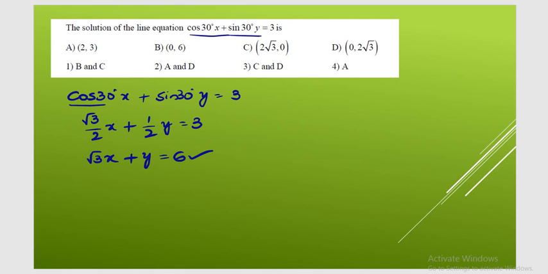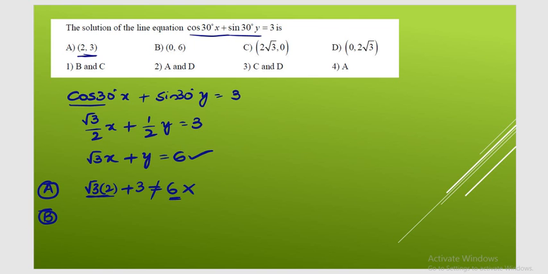There are 4 points given, A, B, C, D, right? So first we will go with point A. When I substitute point A, what is point A? 2 comma 3. When I substitute 2 comma 3, this becomes root 3 into 2 plus 3. So what am I going to get? 2 root 3 is an irrational number, plus 3. So this can never be equal to 6 because 6 is a rational number. Irrational can never be equal to a rational number. So point A will not satisfy.